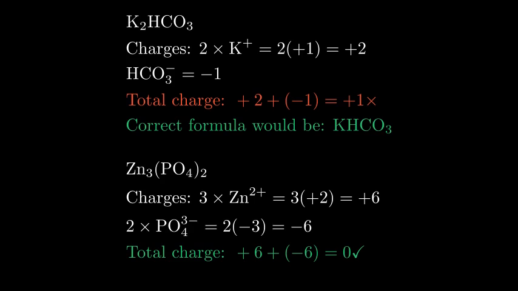For zinc phosphate, we have 3 zinc ions, each with a charge of +2, giving a total positive charge of +6. We also have 2 phosphate ions, each with a charge of -3, giving a total negative charge of -6. Since 6 positive equals 6 negative, the charges balance, and this formula is correct.